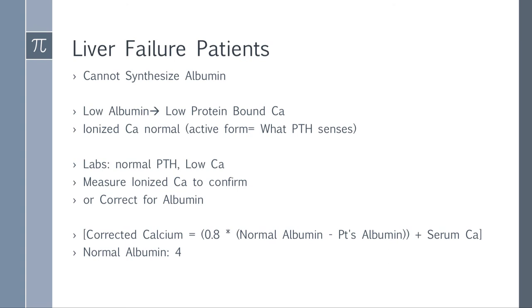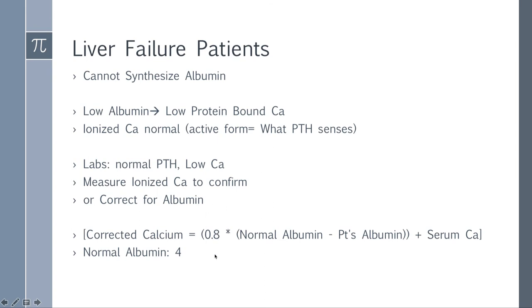But remember, when you measure calcium levels in a lab, it's the protein-bound calcium that you measure, right? So you measure calcium, it's low, but your PTH is normal. You want to measure the ionized calcium to confirm that it's because of the albumin effect. But also, if they give you albumin levels on your lab, you want to correct it, right? And the correction is this formula right here, but let's simplify this.